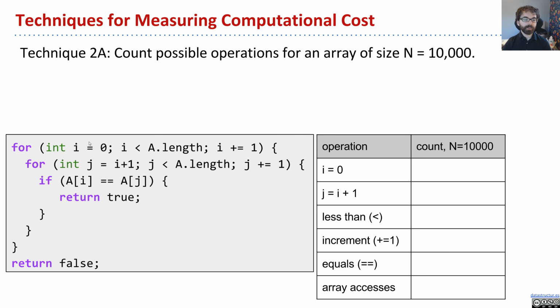So let's think about it first. How many times does i equals 0 occur? How many times is i initialized to 0? Well, it turns out that will only happen once, okay? And hopefully you agree with me on that. And if not, pause and think about it.